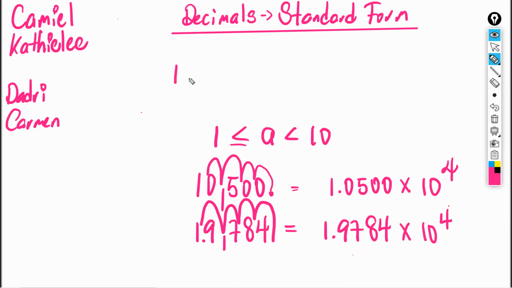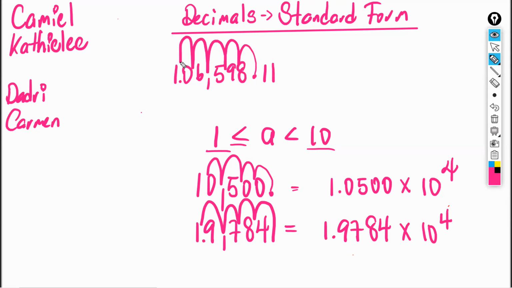Suppose I had 106,598.11, and I need to put the number between 1 and 10. Remember, we always need to put the point here. So we're gonna move this 1, 2, 3, 4, 5 places to the left, and you're going to end up with 1.0659811. Because you moved it 5 places to the left, it's times 10 to the 5. Make sense, guys?